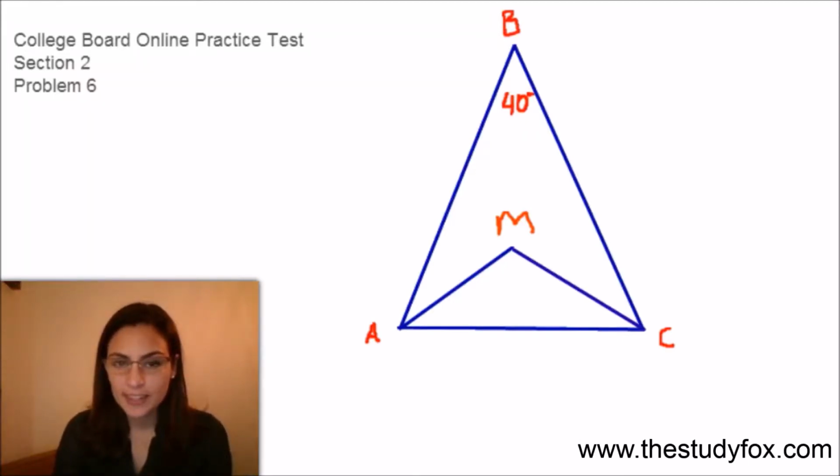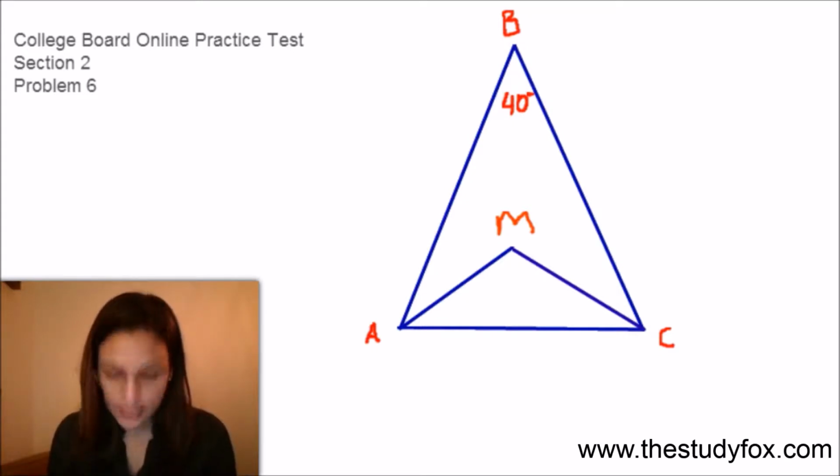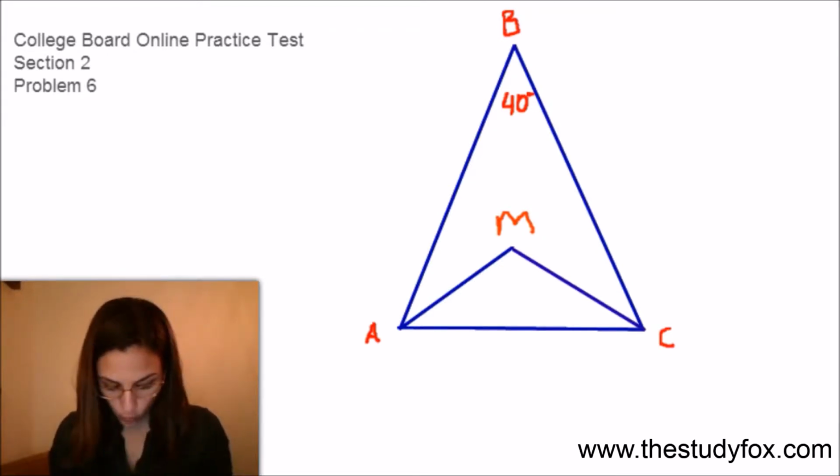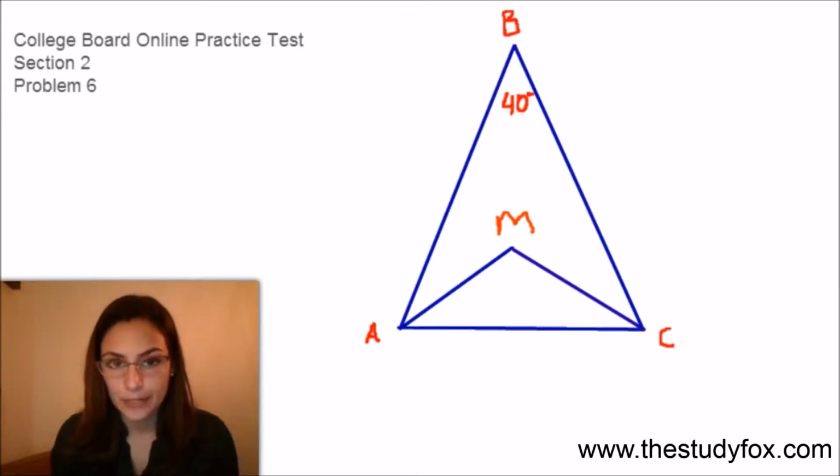We're on problem 6 of the College Board Online Practice Test Section 2. This is a great problem because it deals with triangles, and triangles are huge on the SAT. So let's read the problem. In isosceles triangle ABC above, line segments AM and CM are the angle bisectors of angles BAC and BCA. What is the measure of angle AMC?